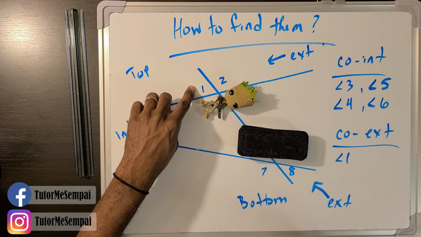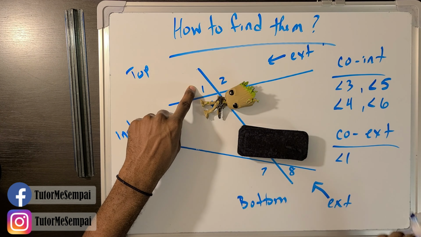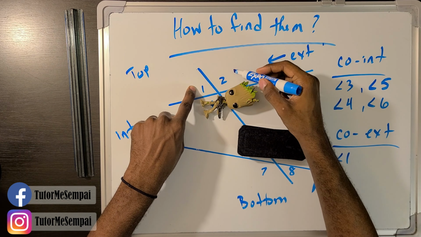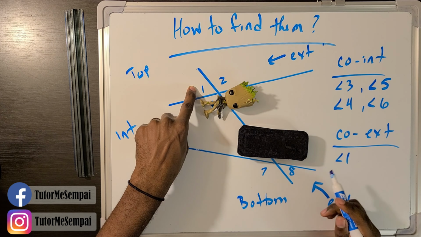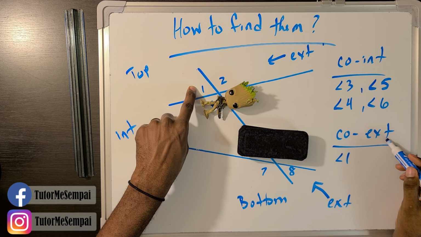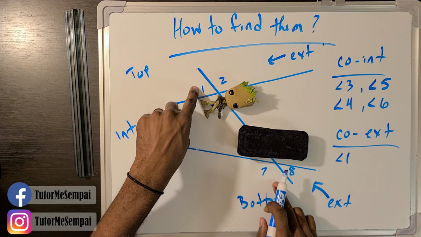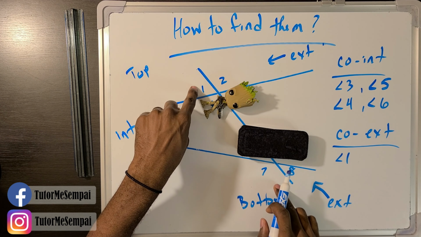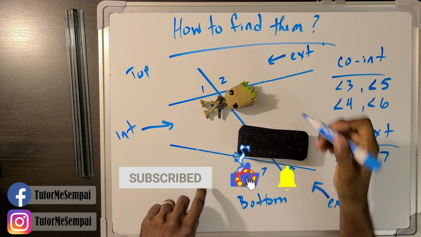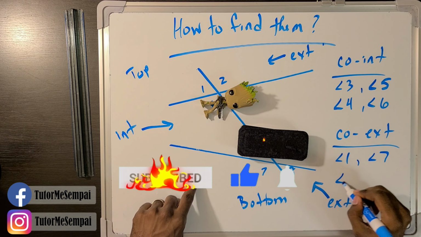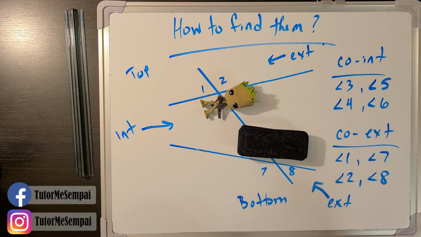So what's going to be our consecutive angle for 1? Well, 2 is definitely not going to be it because they're both in the top. 8 is not going to be it because those are going to be alternate exterior angles, right? We don't want that. We want consecutive. They have to be on the same side of the transversal. So this is going to be angle 1 and angle 7. Likewise, angle 2 and angle 8 are also co-exterior angles.